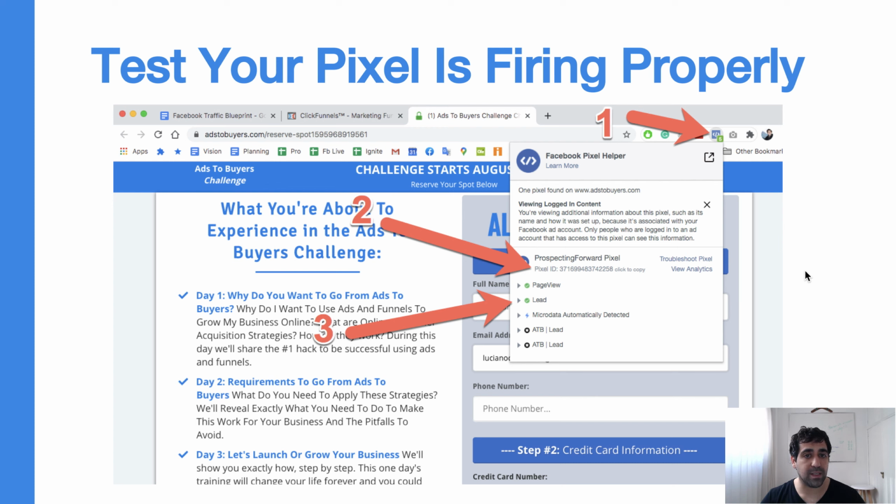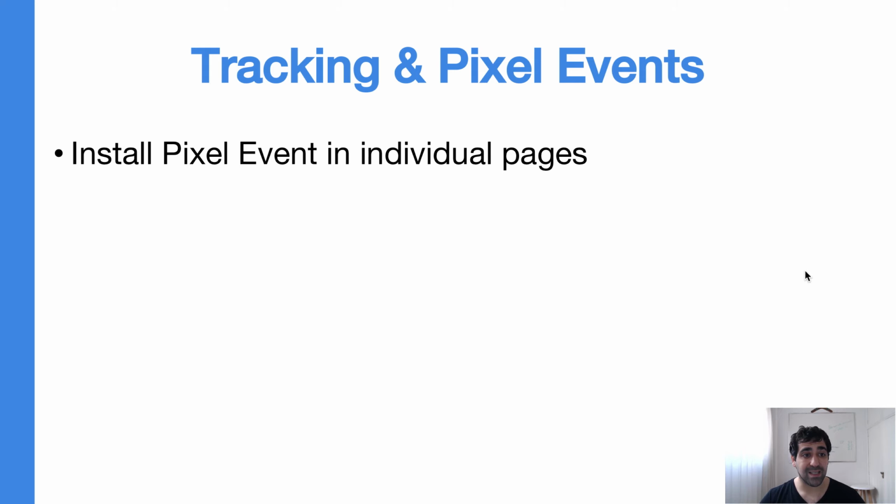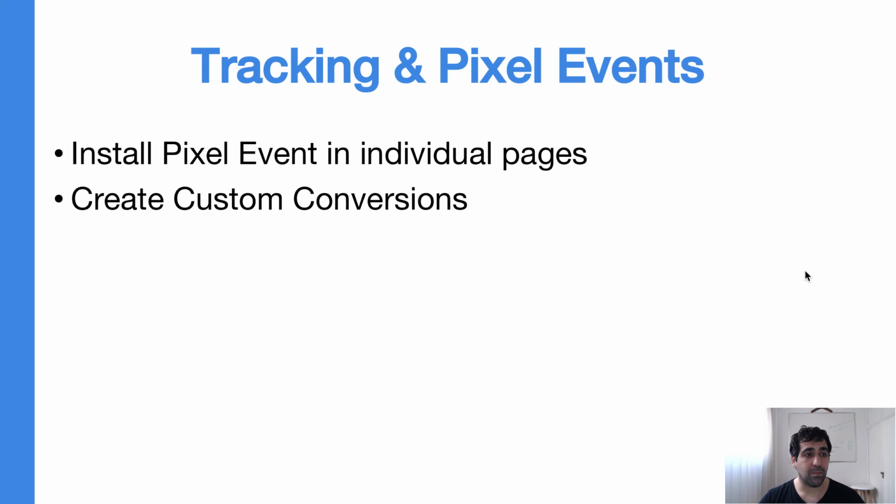The next part of this training is going to be talking about tracking. And tracking is basically how you measure things on Facebook so that you can really make decisions and understand whether your advertising is working or what things need to be improved. And these are the pieces that we are going to be covering. We're going to be covering installing the pixel event, right, which is kind of the second part of the pixel, in individual pages, and then creating custom conversions.